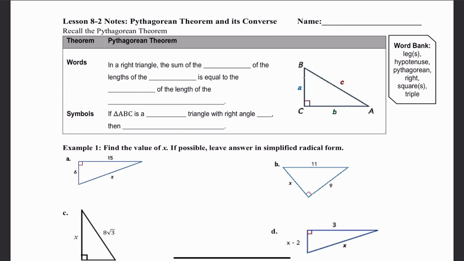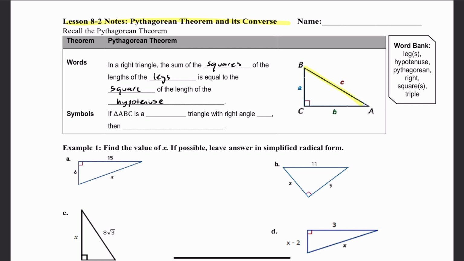All right, let's go ahead and discuss Lesson 8.2, Pythagorean Theorem and its converse. Recall that the Pythagorean Theorem states that in a right triangle, the sum of the squares of the lengths of the legs is equal to the square of the length of the hypotenuse. Now remember, the hypotenuse is essentially across from the 90-degree angle. It's the longest side of a right triangle.